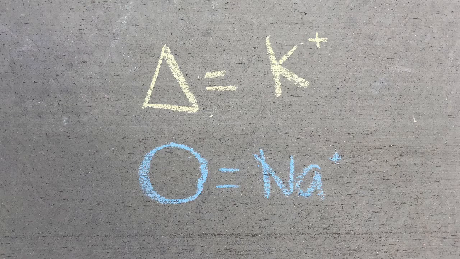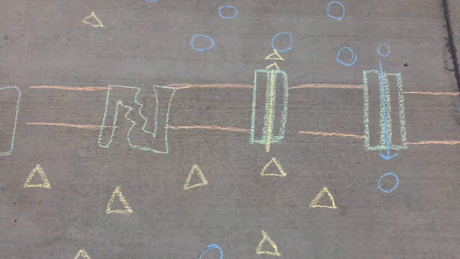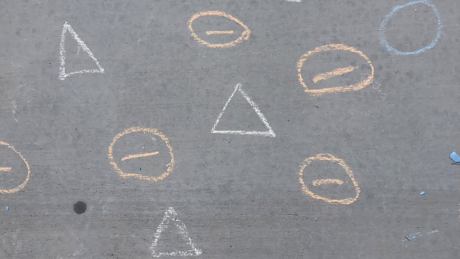The yellow triangles represent potassium ions, while the blue circles represent sodium ions. The resting membrane potential is negative 70 millivolts. The potential inside the cell is negative due to other negative ions present inside the membrane.